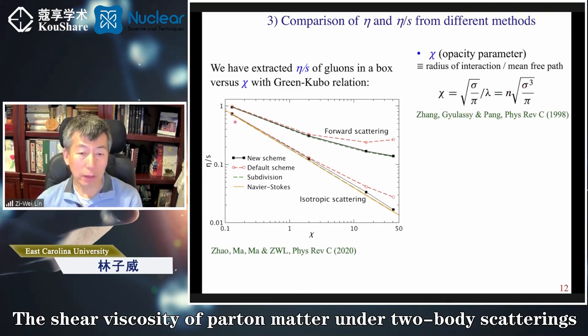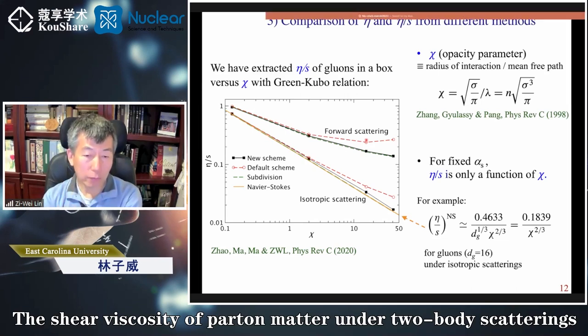So we have done at least four calculations for four different systems and obtained the eta over s ratio from the subdivision results. Let's see the green line here and green line here, for isotropic scatterings as well as for forward scatterings.